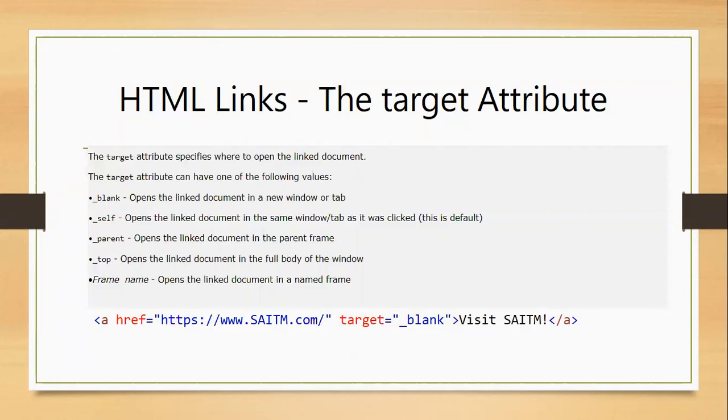Next is parent, where the linked document is opened in a parent frame, that means the root node of the particular document. Next is top, which opens the linked document in the full body of the window. And next is the frame name, which opens the linked document in a named frame. Here is one more example about the target attribute.